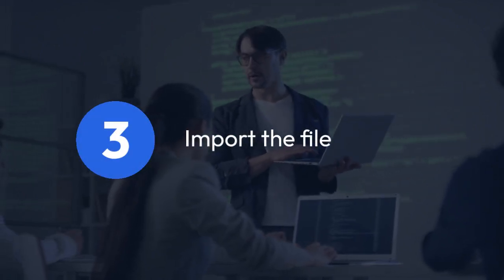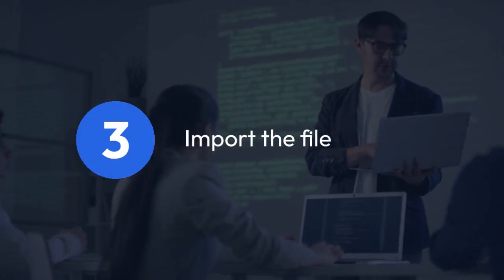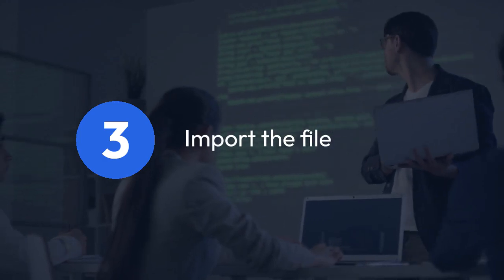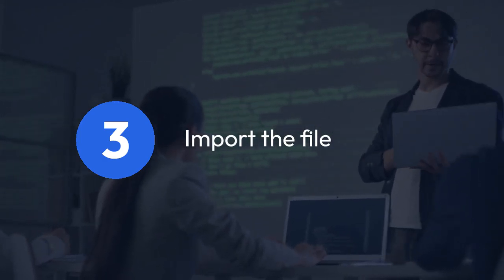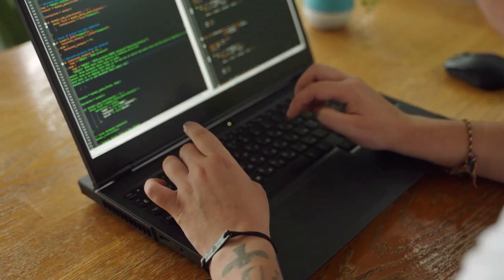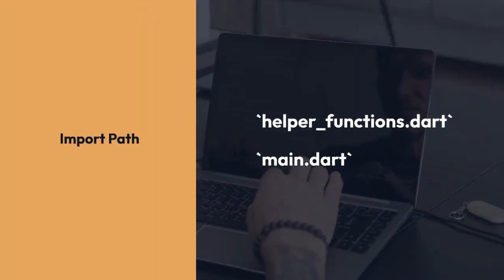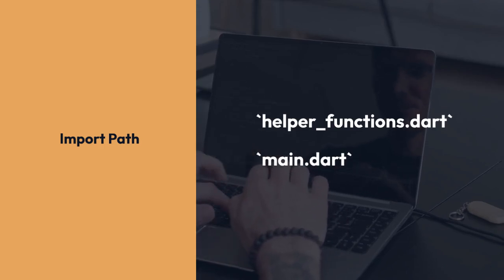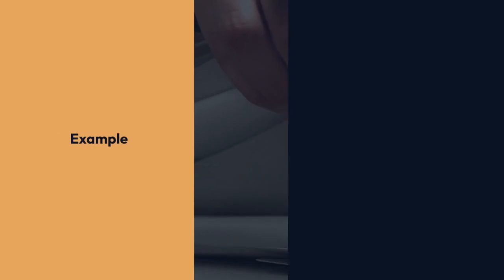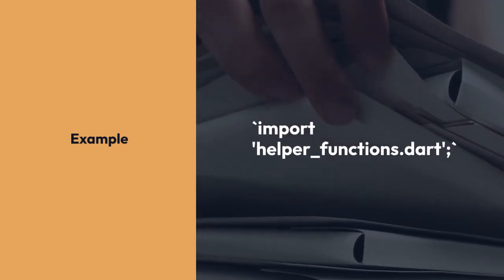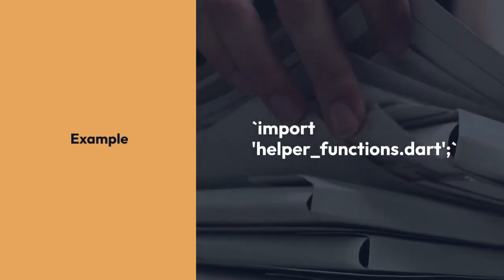2. Now, in your main.dart file, we need to import the helper_functions.dart file to access the addNumbers method. You do this at the top of main.dart, using import 'path/to/helper_functions.dart'. Replace path/to/helper_functions.dart with the actual path to your helper_functions.dart file relative to your main.dart file. For example, if both files are in the same directory, you'd use import 'helper_functions.dart'.